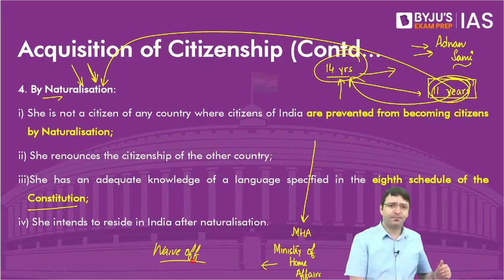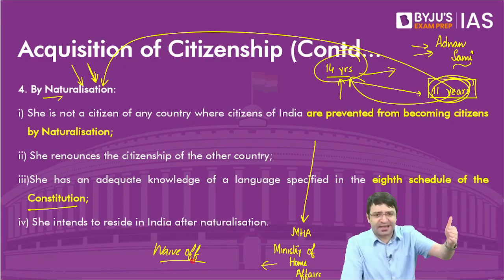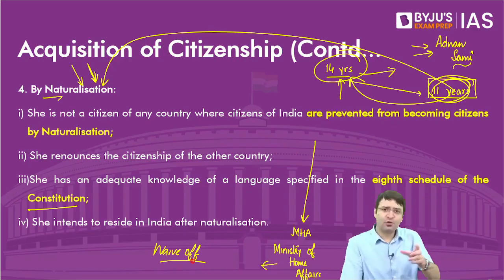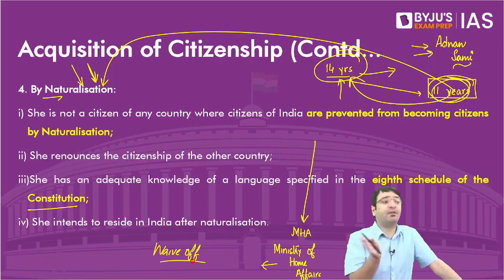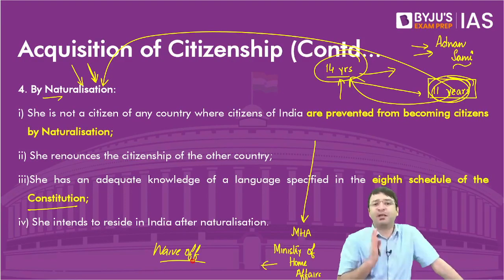Waive off in the sense, for example, there is a talented student who has to pay a fee to the university or to the college. The fee is 20,000 rupees. But if you belong to a weaker section of the society, your fee can be waived off. That means you don't have to pay the fee.